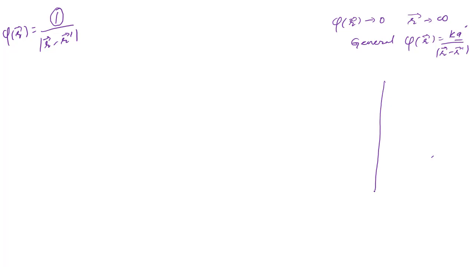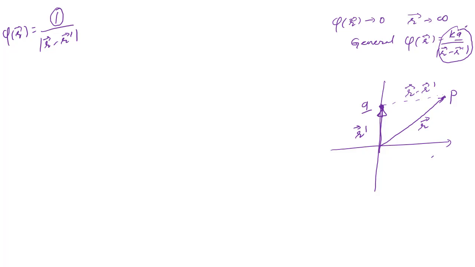So if you have a charge, let's say, located here, q, and let's call this r prime, and let's say we're interested in some point P here. From the origin to P is r, and from q to P is r minus r prime. So the potential from this charge at P would be kq by r minus r prime.